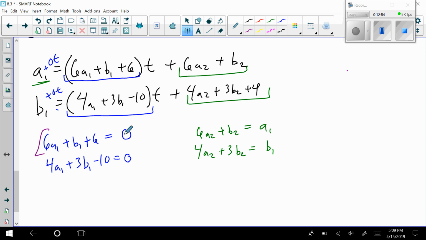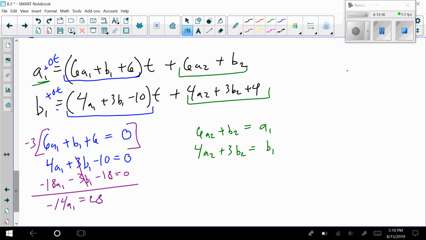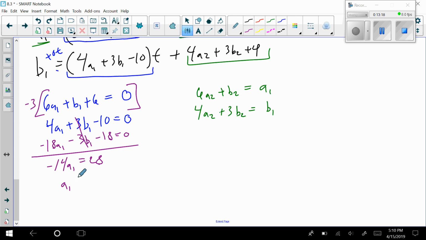Like if I took this one times a negative 3, I would have a negative 18a sub 1 minus 3b sub 1 minus 18 equals 0. Add these, I would have a negative 14a sub 1. These would cancel for me. That'd be a negative 28, dropping it over to the other side would be a positive 28. A sub 1 would then equal a negative 2, right?